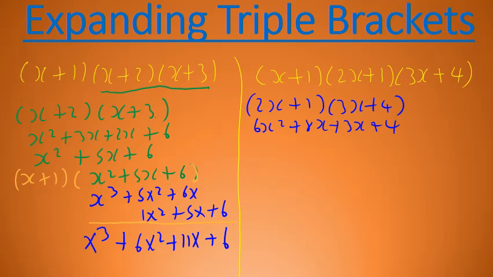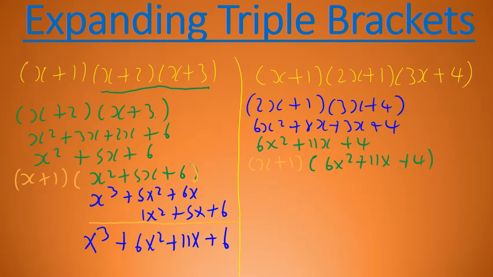Tidying that up, that gives me 6x squared plus 11x plus 4. So I'm now going to set up the multiplication. So it's the x plus 1, and I'm going to multiply by the 6x squared plus 11x plus 4.